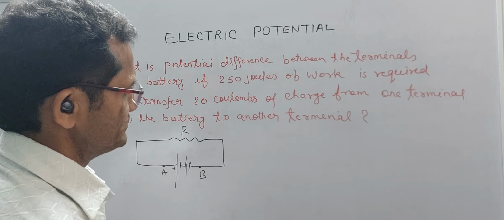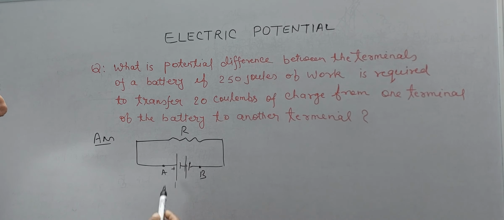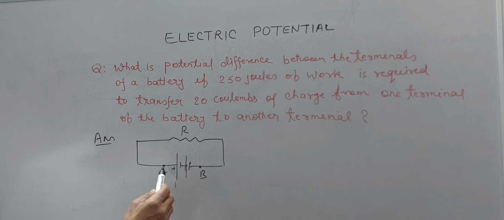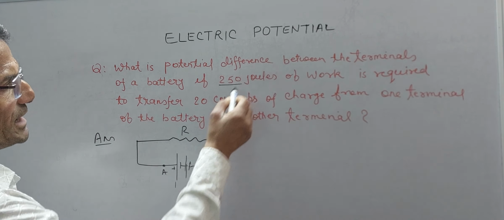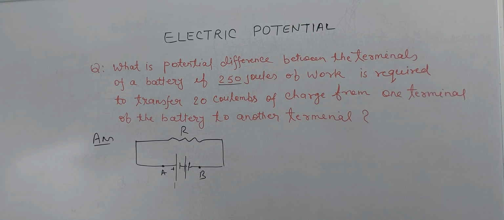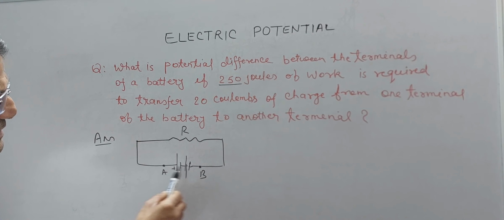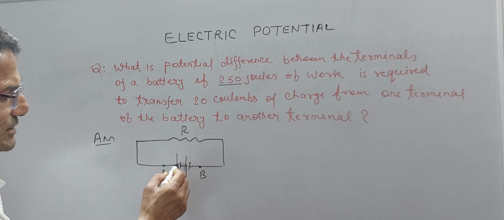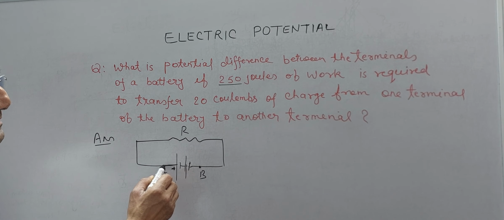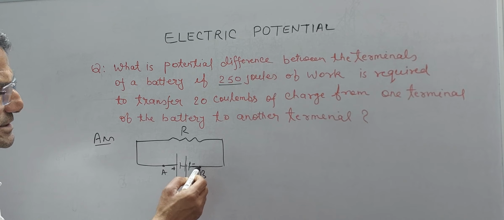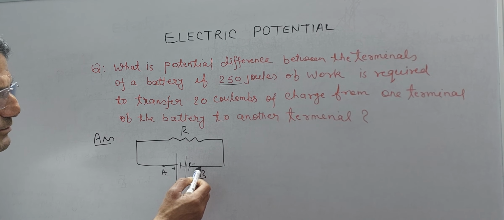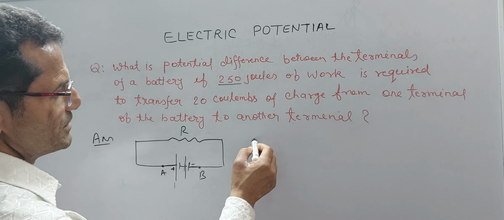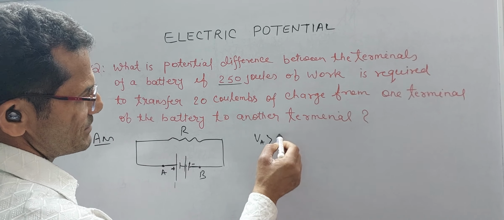to the other terminal. If I transfer 20 coulomb charge from the positive terminal to the negative terminal, I have to do some work. That work done is 250. We need to calculate the potential difference between A and B. Since A is connected directly with the positive terminal, it is the higher potential, and the negative terminal connects to point B, so B will be lower potential.